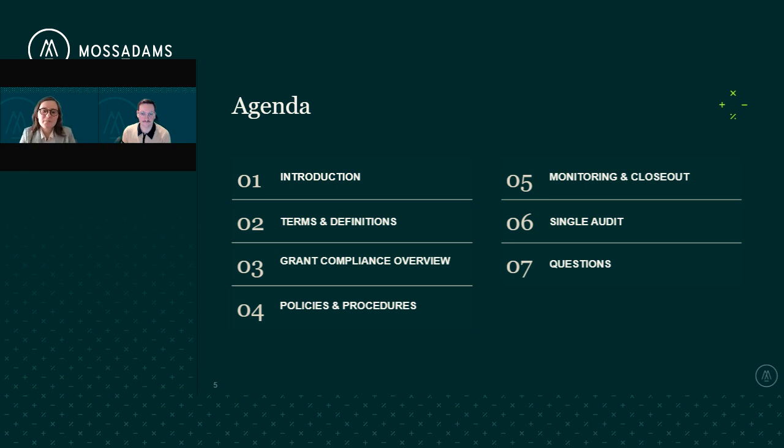Our agenda for this webcast is first an introduction. We already went through that, and then we're going to go into terms and definitions. We want to make sure you're familiar with the terms that we're using before we get into the nitty-gritty of grant management, grant compliance. Then we plan to give you an overview of what grant compliance is, and then hop into policies and procedures. Policies and procedures are a really key element to maintaining a grant and really is the starting point of maintaining compliance as well.